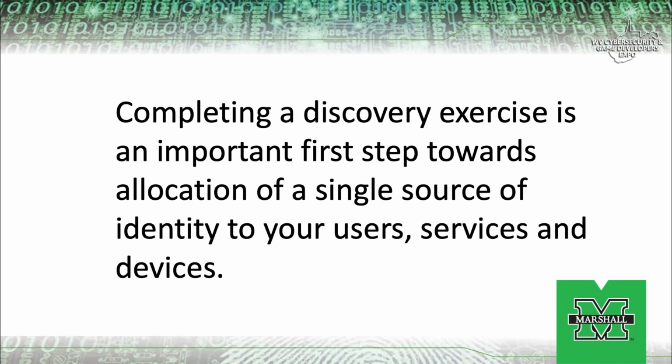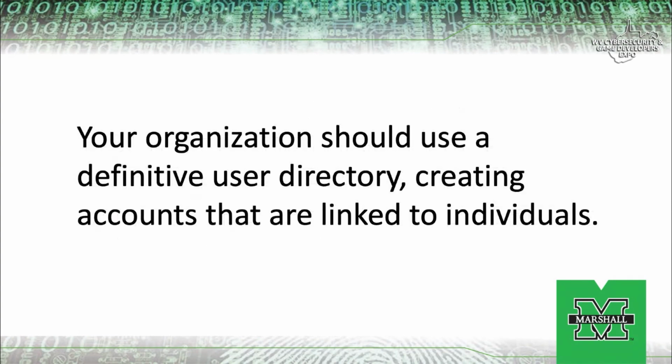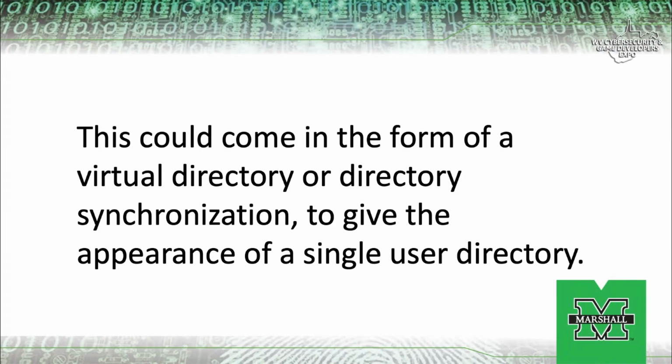So the first thing you should do is just complete a discovery exercise to figure out what's on your network. So this includes allocation of a single source of identity to your users, services, and devices. Because you're going to use an overarching identity system that's going to give each one of these an identity so that it can be implemented into zero trust. Organizations should use a definitive user directory, creating accounts that are linked to individuals, for example. This can form a virtual directory or directory synchronization to give the appearance of a single user directory.